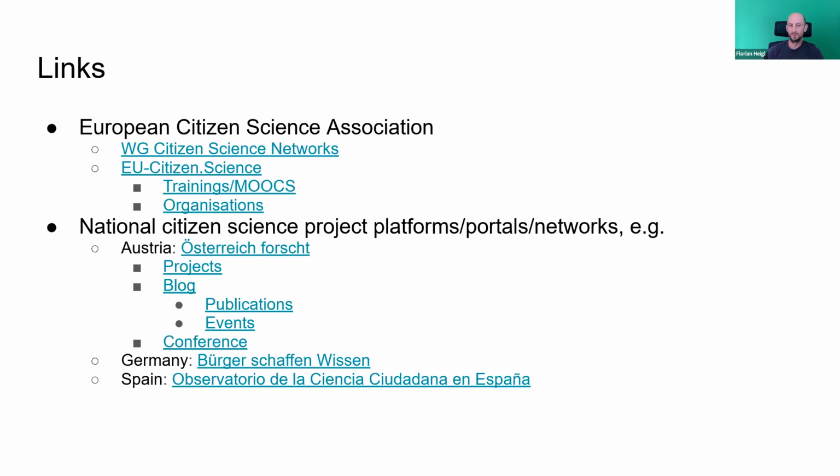And also in Austria, there is a national citizen science conference happening every year. And the next one is already in June. And registration is still open until tomorrow. So please also visit us in Dornbirn in Vorarlberg in June.